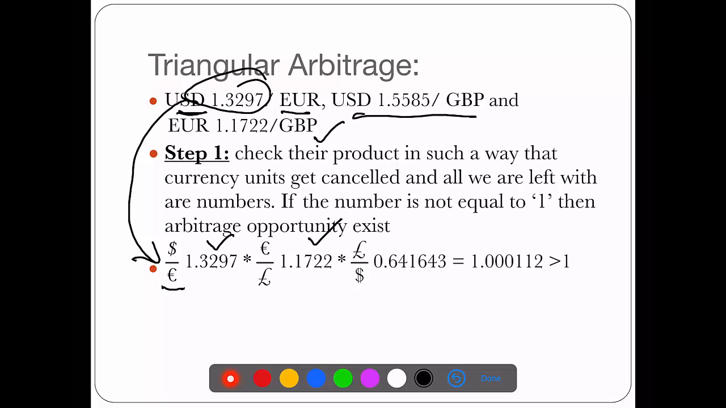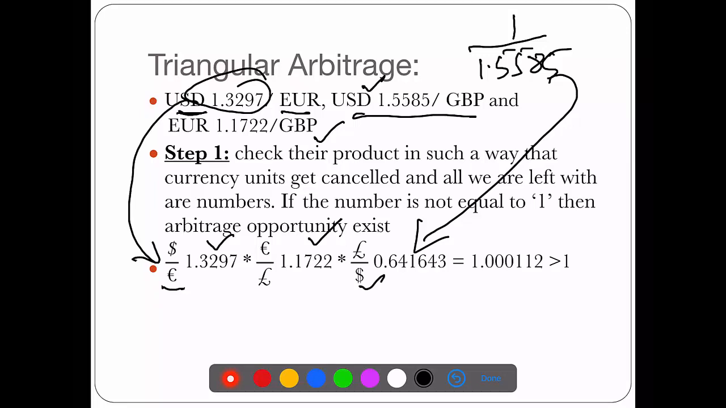But here I did some separate treatment. I took the reciprocal of 1.5585, meaning I divided 1 by 1.5585. And in doing so, I got this number, 0.641643, and also the currencies replaced their positions. The US dollar, which was in the numerator over here, came to the denominator, and the Great Britain pound, which was in the denominator, went to the numerator. And why did I do that? I wanted to cancel the currencies.